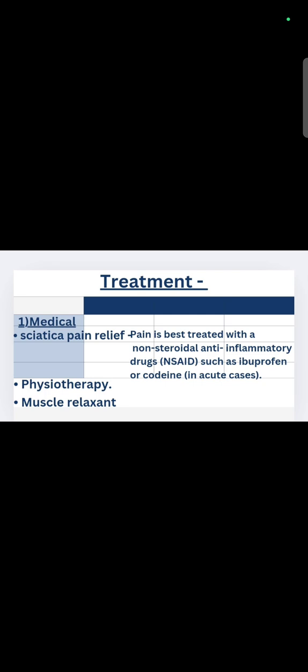In that, there are ibuprofen and diclofenac. The next step is physiotherapy. In physiotherapy, some specific exercises or movements are prescribed that will help to lessen the pain of the sciatica. The third is muscle relaxant. You will prescribe some muscle relaxants to the patient.